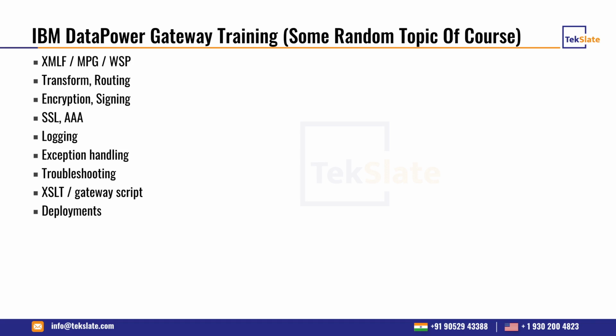Also, we're going to cover accessibility and gateway script components, and the deployments starting from lower environments to higher environments, which includes different automation concepts and the deployment policies which are required for migrating to the systems.